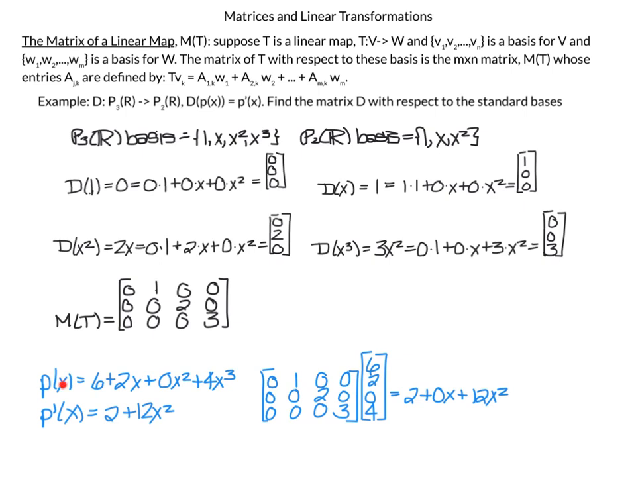And we can test this out on a polynomial. Say my polynomial is equal to 6 plus 2x plus 0x squared plus 4x cubed. Our derivative then, this goes away, this goes to 2, this is 0, and this goes to 12x squared. So I can take my matrix, 0, 0, 0, 1, 0, 0, 0, 2, 0, 0, 0, 3, multiply it times my vector representing this polynomial, which is 6, 2, 0, 4. And when you multiply the matrix times this vector, you're going to get the vector 2 plus 0x plus 12x squared, which is exactly the derivative we found using calculus.